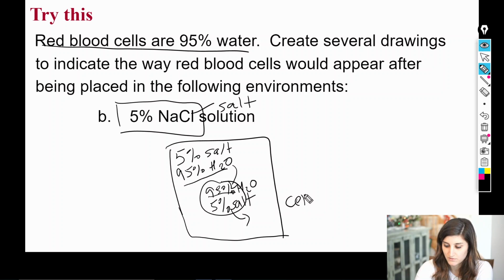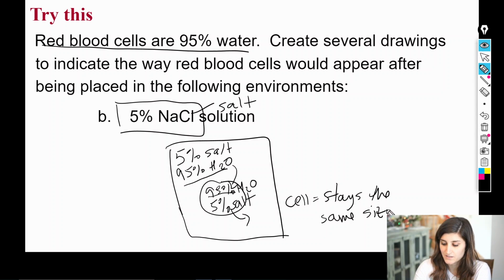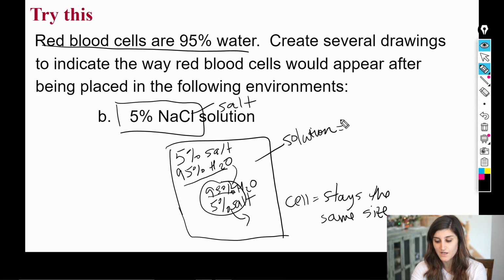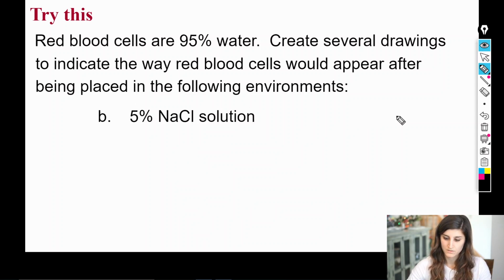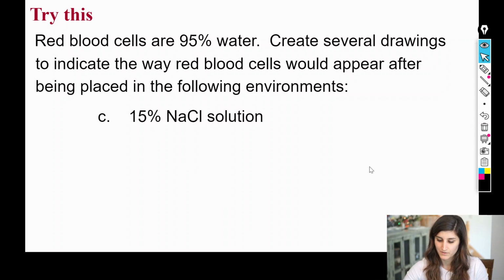So the cell stays the same size, it's not going to expand, and it's not going to shrivel up. What type of solution is this? Well, if it's an equal amount of solute on the inside and the outside of the cell, this is an isotonic solution. Okay, so that's that example. Make sure you have that down. Let's move on to our next example.